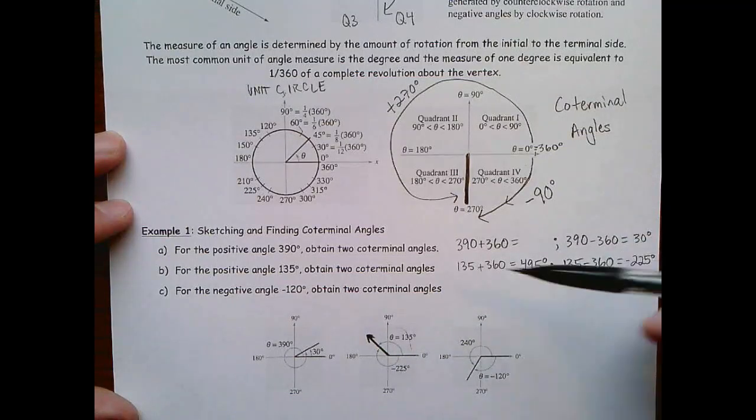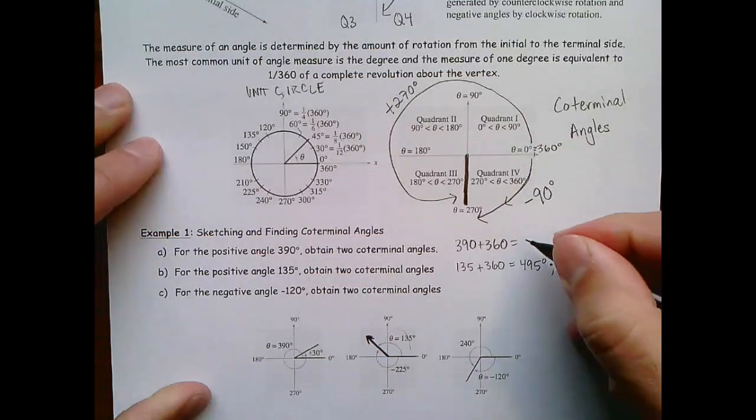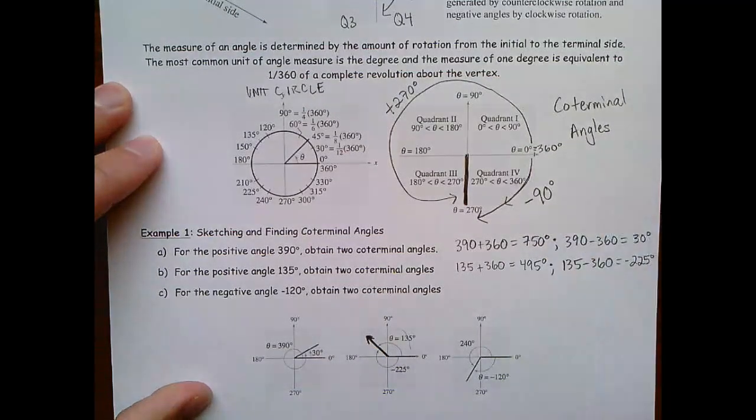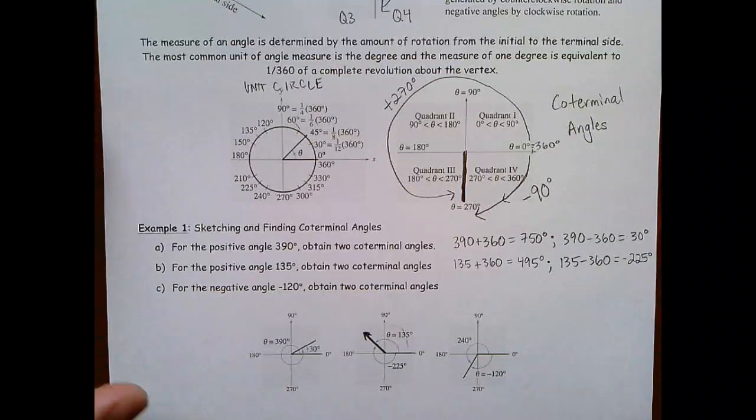So it's 30 more degrees than one complete revolution. So 30 degrees would be coterminal. Coterminal, again, just means ends in the same place. And if I take 390 and add 360, this would be 750. So two more angles that would be coterminal to 390 would be 30 and 750.